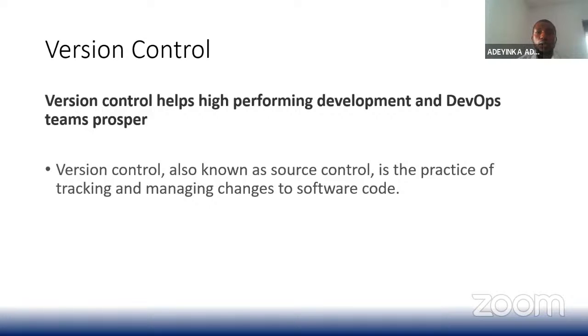Those people in charge of deployment are the DevOps people. Your software doesn't just stay in the development environment, you have to move it to the production environment. So if you have very good version control, it assists your DevOps team to be able to deploy your code easily.